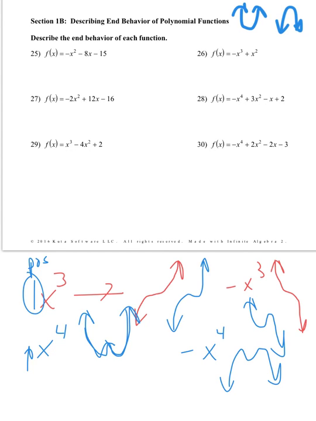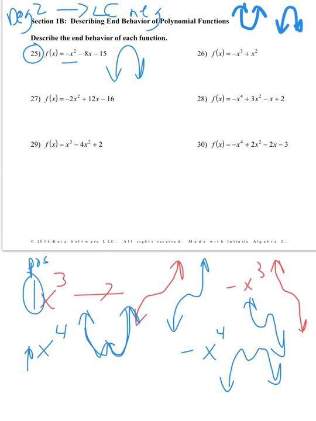So we'll talk about describing the end behavior here on 25. If you notice on 25, our biggest exponent is 2, so the degree is 2. And our lead coefficient, what's on the x squared, is negative. So what that means is if it's x squared, degree 2, it's a parabola, and it's going to look something like this. We're just going to draw a general sketch.